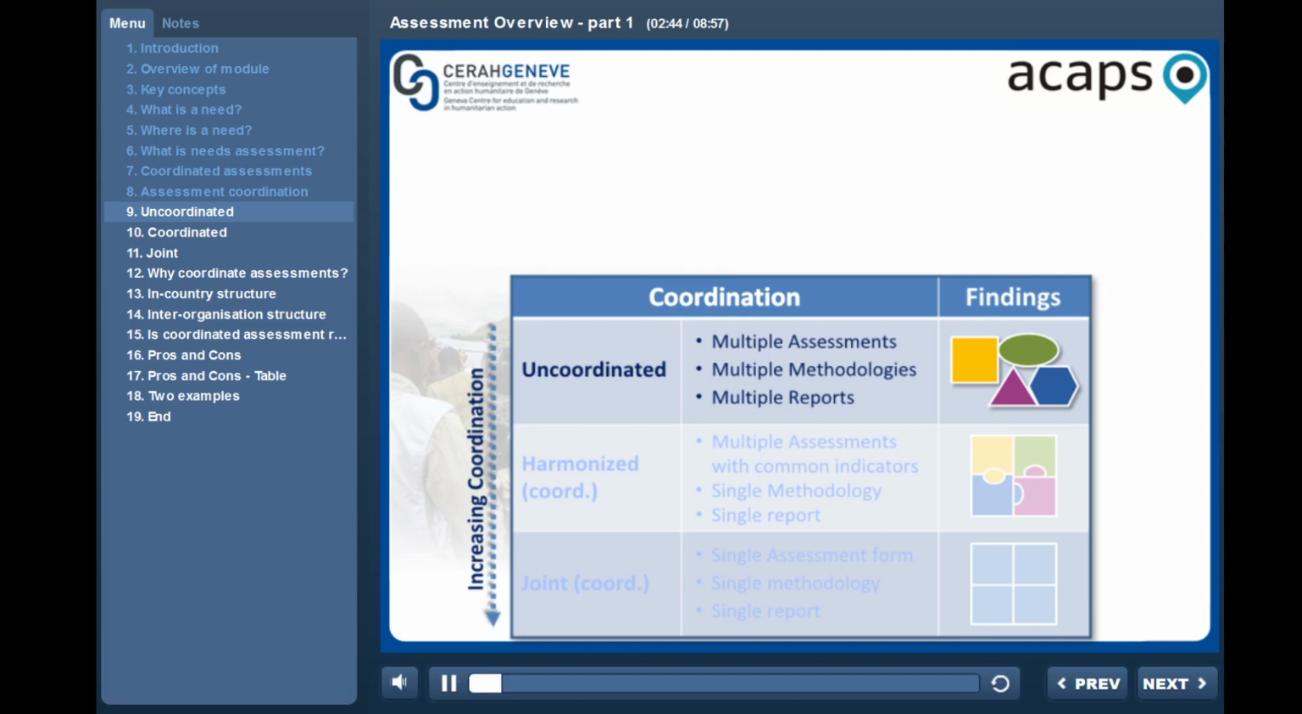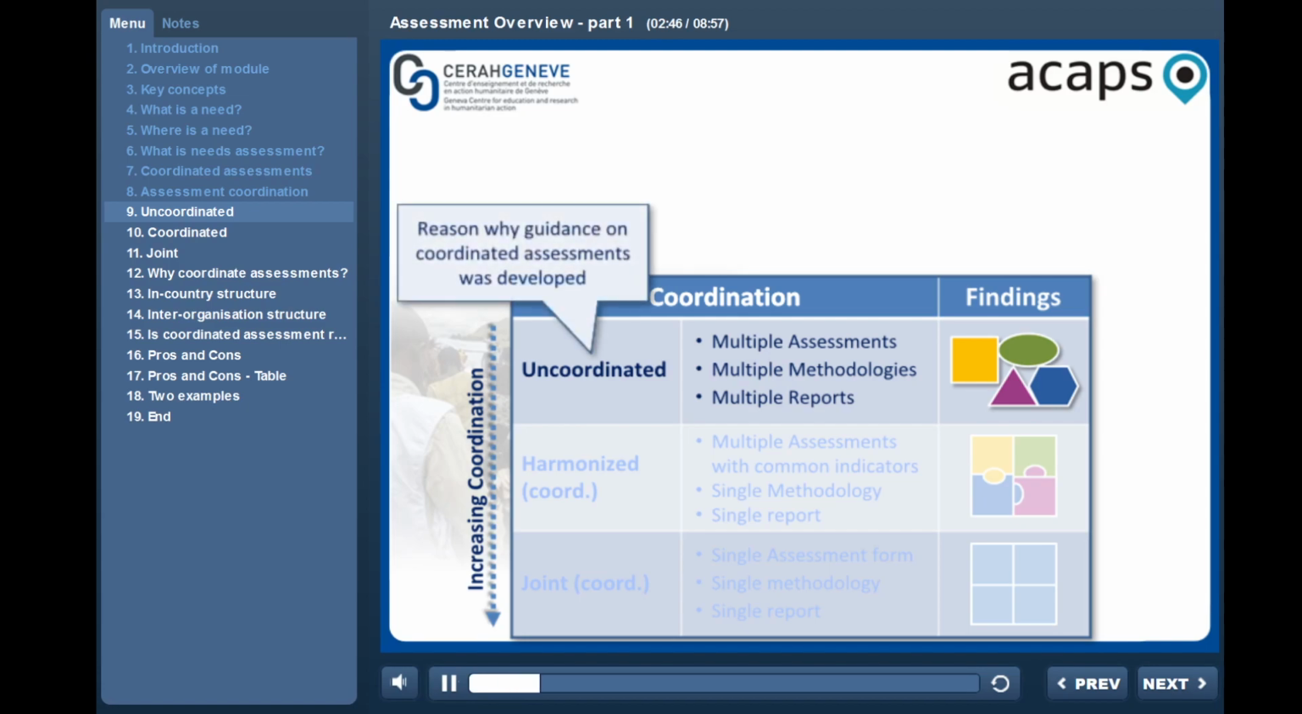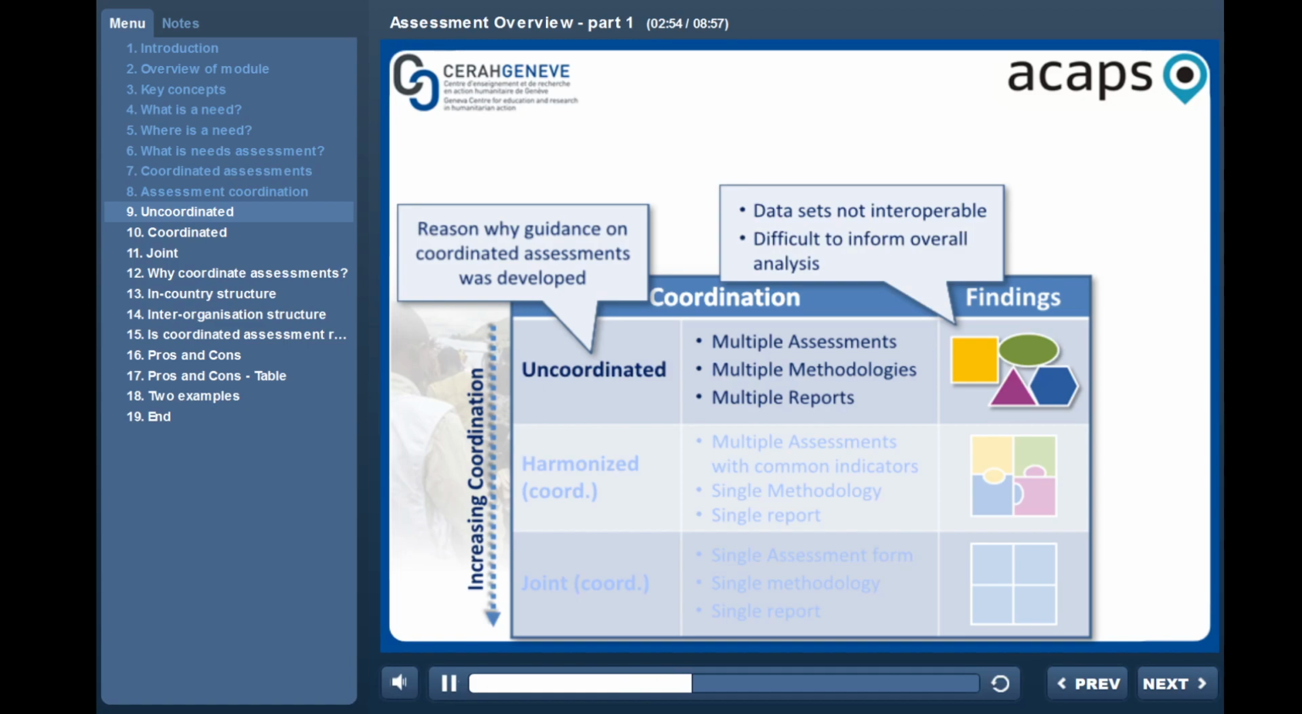Uncoordinated assessments are the reason why guidance on coordinated assessment was developed. In uncoordinated assessments, datasets are not interoperable, and it becomes very difficult to use the results for overall analysis. Analysis based on uncoordinated assessment is a very time-consuming affair and inefficient if datasets cannot easily be compared. Consequently, it becomes almost impossible to provide an overview of needs in a timely fashion.